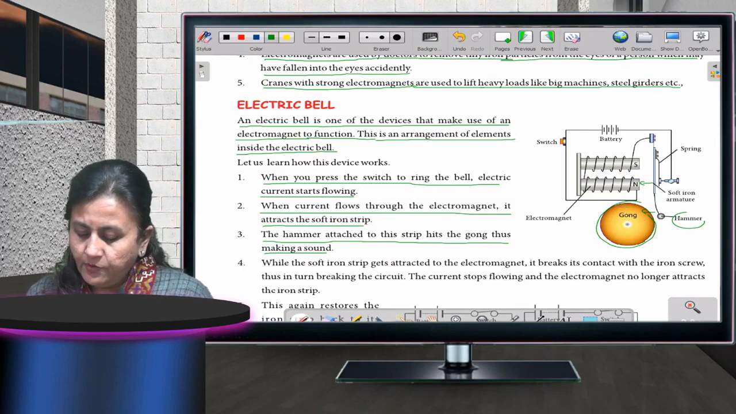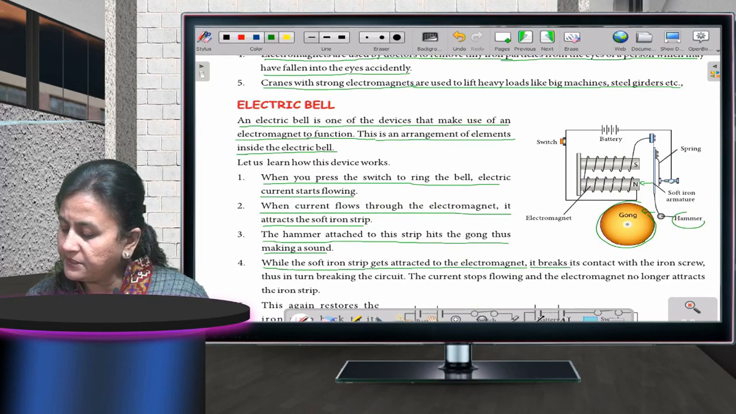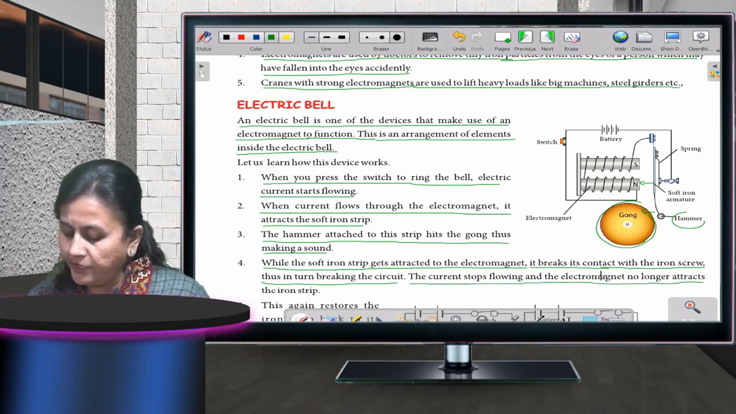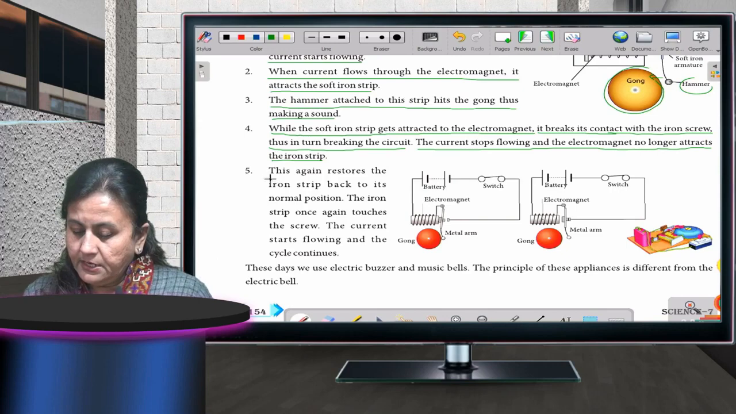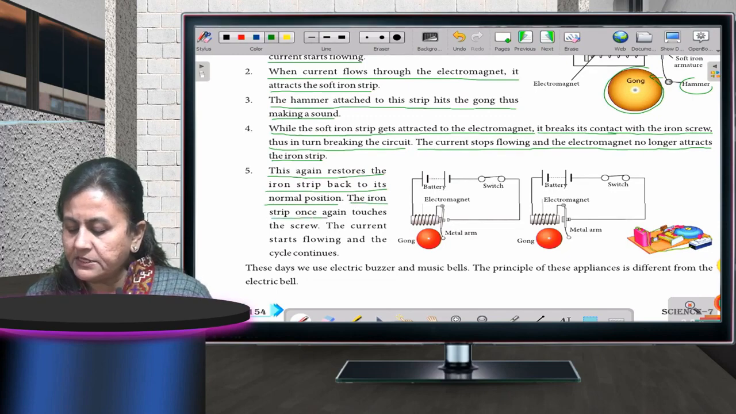Okay. While the soft iron strip gets attracted to the electromagnet, it breaks its contact with the iron screw, thus in turn breaking the circuit. The current stops flowing and the electromagnet no longer attracts the iron strip. Fine. Now, this again restores the iron strip back to its normal position. The iron strip once again touches the screw. The current starts flowing and the cycle continues.